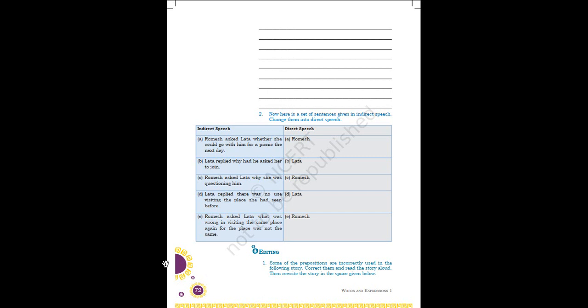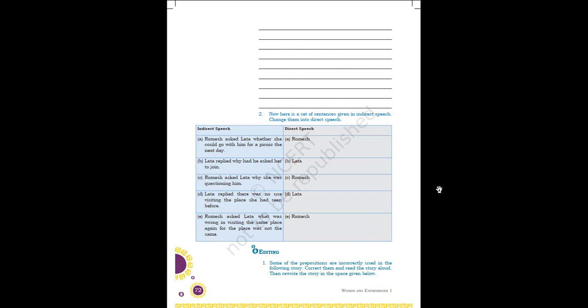Romesh asked Lata whether she could go with him for a picnic the next day. Can you see that there are no quotation marks and it is a simple sentence and there is a full stop. But when you go to direct speech, what you are supposed to write? Write: Romesh said to Lata, open double inverted, can you go with me for a picnic tomorrow? Close the double inverted, full stop. That's how you are going to write.